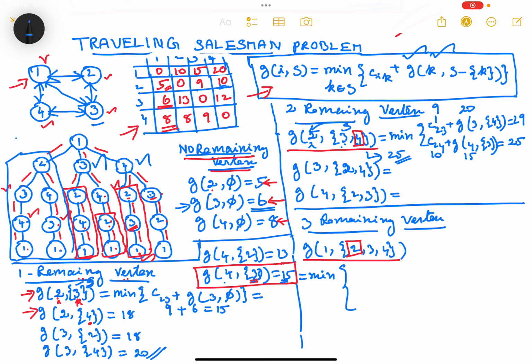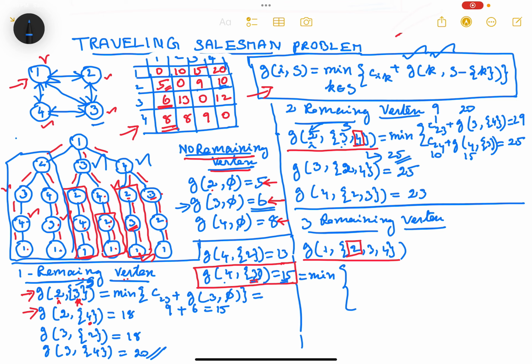Similarly, we have to do the calculation for G of 3, 2, 4 also. Here we are getting 25, and G of 4, 2, 3 is equal to 23. Okay. Now we are going to solve the next level of problem. What is that? From the starting city to itself, using the other 3 cities as the intermediate cities, what is the shortest path? Here only we are finding the length of the shortest tour, whatever is available, starting from city number 1. That we are going to find here.